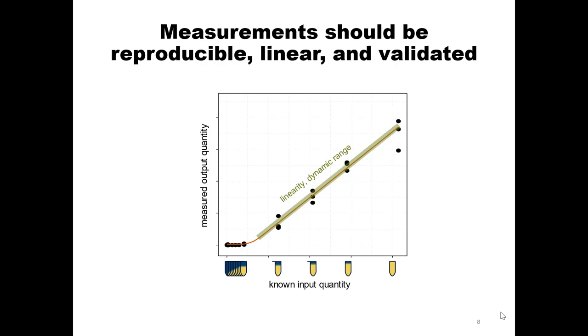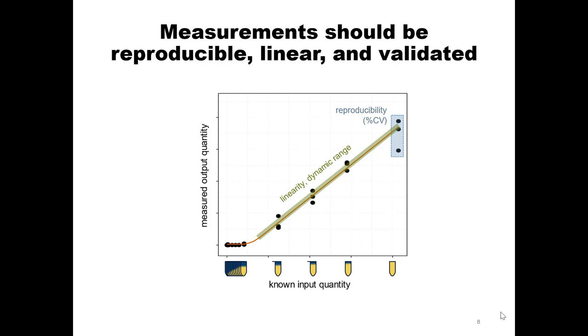The portion of this where if I change the concentration, I get a proportional change in signal is the linear range. It's the dynamic range. And Andy mentioned this before, so if I dilute my sample by half, in the linear range, I should see my signal decrease by half.